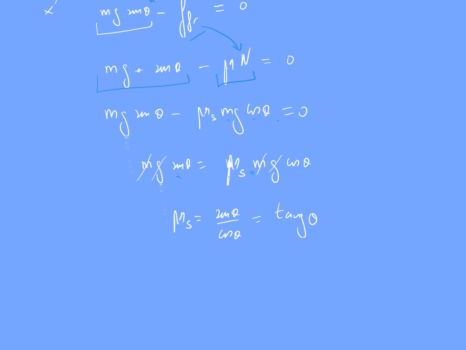You have to find the mu sub s, or the mu dynamic. Which one is this one? Let me think. This is the mu dynamic, because it's when it starts to move. So the mu dynamic is the tangent of theta. This is the mu dynamic, not the mu static.